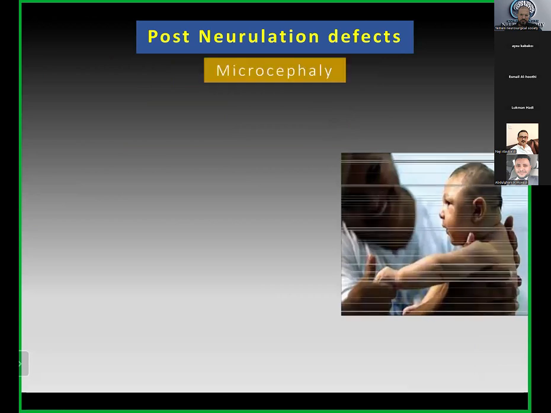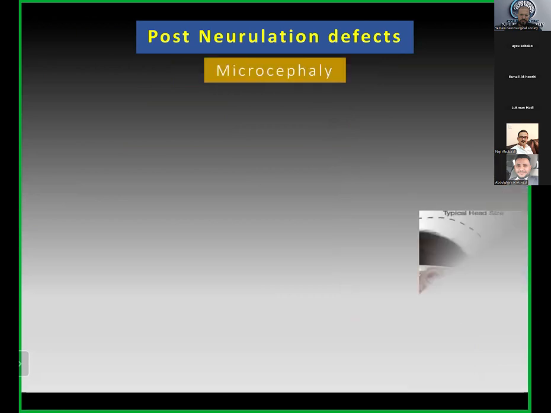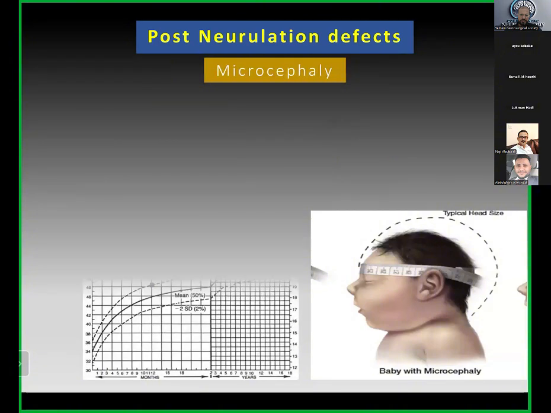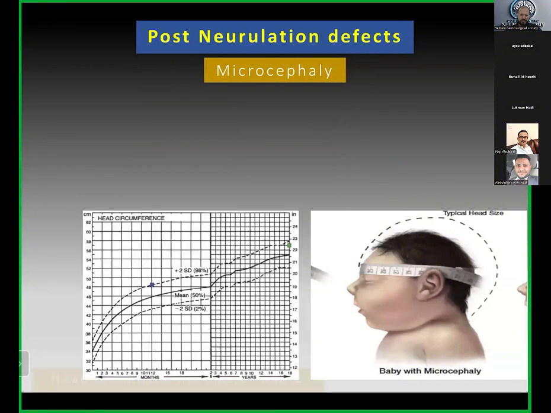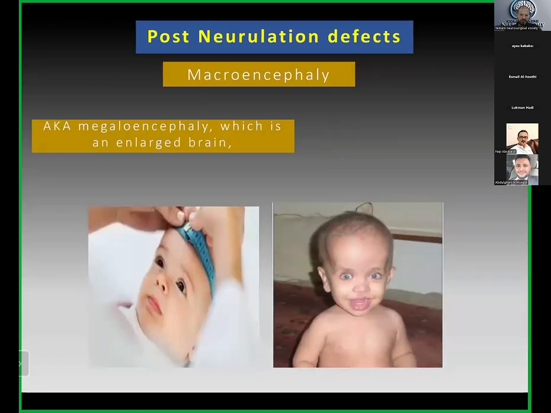Also, another type of the post-neurulation defect is the microcephaly. Also, another type is the macroencephaly.